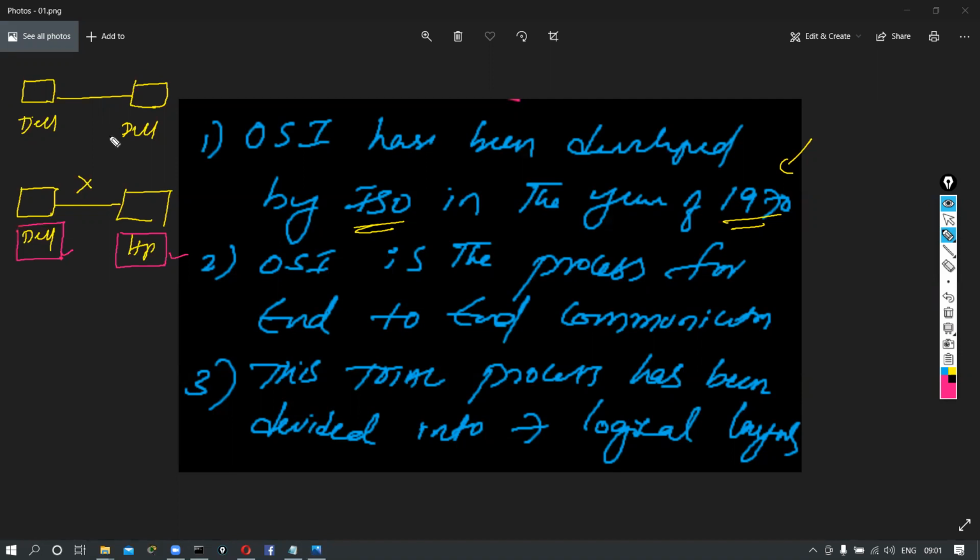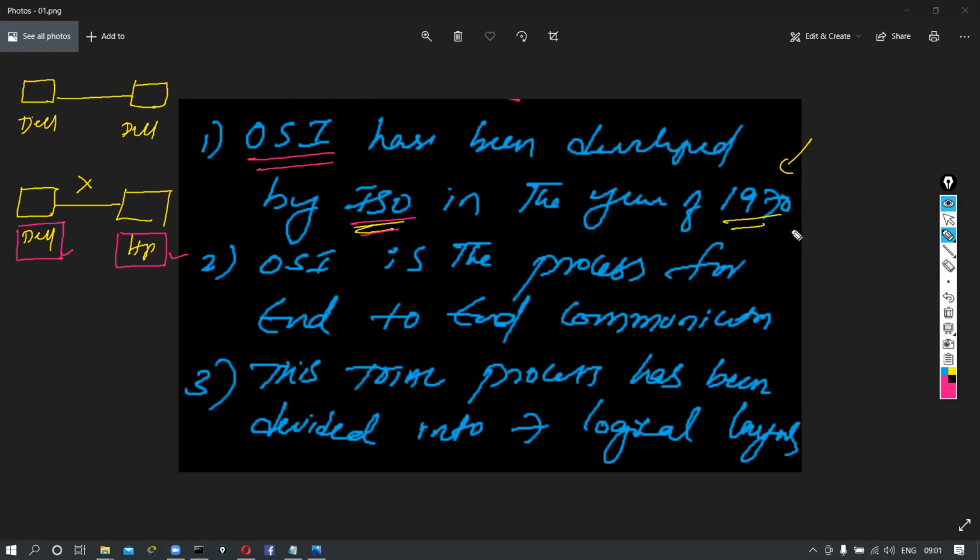That's what I want to overcome. I need one common networking model that should support any company's device. To overcome this compatibility issue, I need one common networking model that should support any vendor's device. Correct now? That open networking model is called OSI. Who designed this one? It was developed by ISO, which means International Organization for Standardization, in the year 1970. Clear now? This is the open networking model.